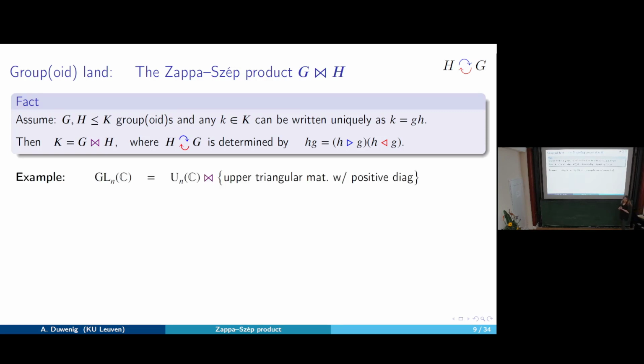An example would be the n by n invertible matrices, which, because of the QR decomposition we supposedly at one point learned about in linear algebra, you can always decompose as a unitary matrix and a nice enough upper triangular matrix.